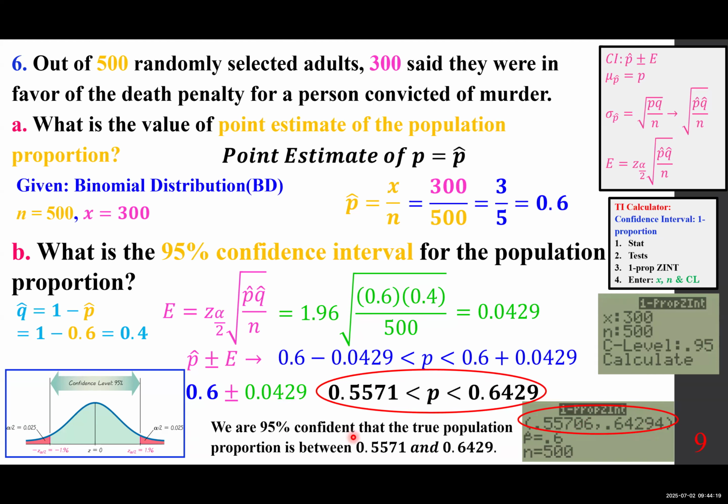We are 95% confident that the true population proportion is between the two numbers, 0.5571 and 0.6429. That's the meaning of it, everybody.